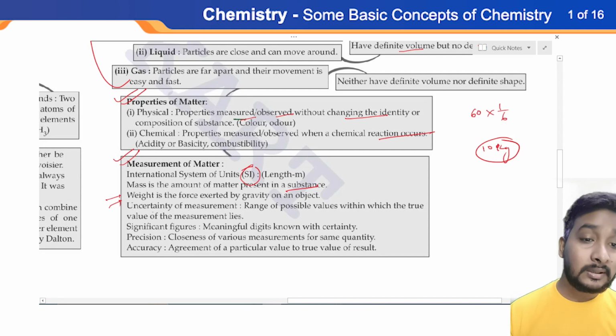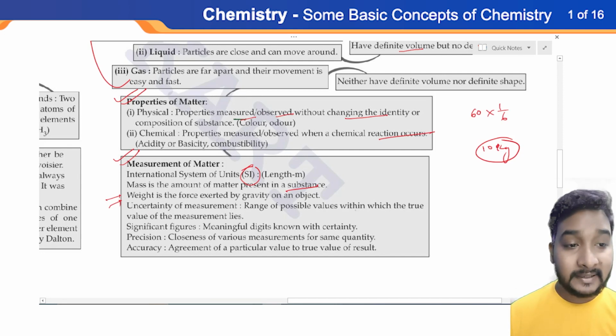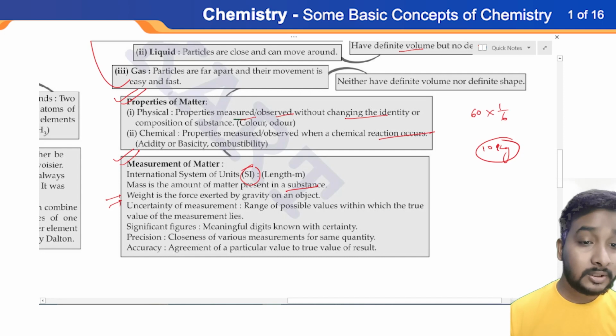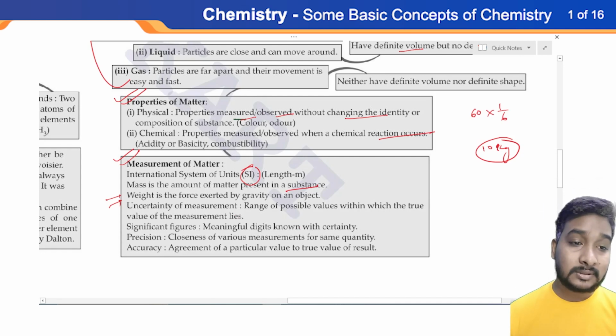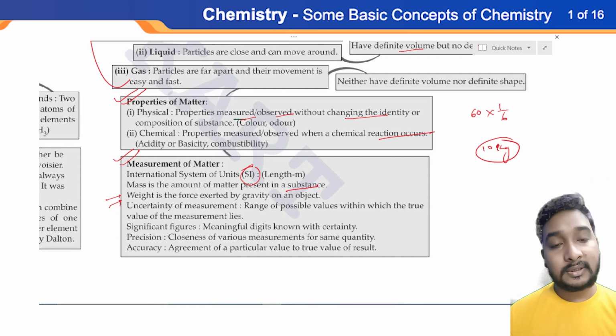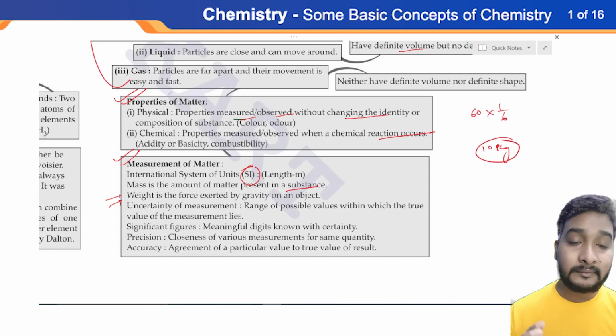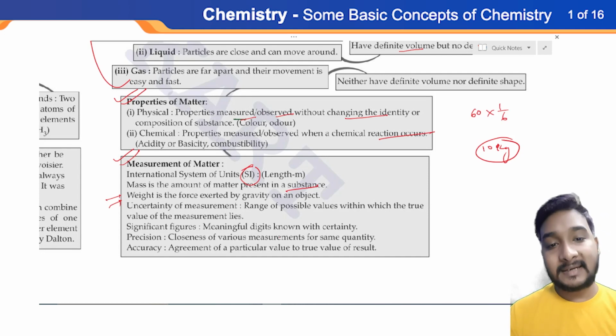Number 4, uncertainty of measurement, the range of possible values within which the true value of measurement lies. Yes, suppose we are calculating some measurements or calculations during the chemical reaction, chemical properties, then the possible values which we are studying may be uncertain.